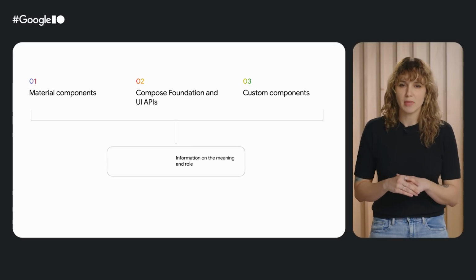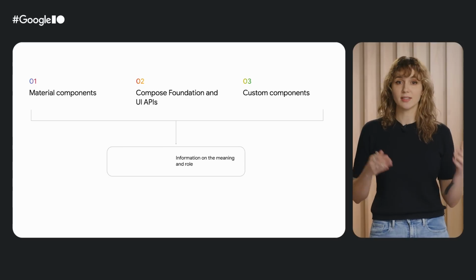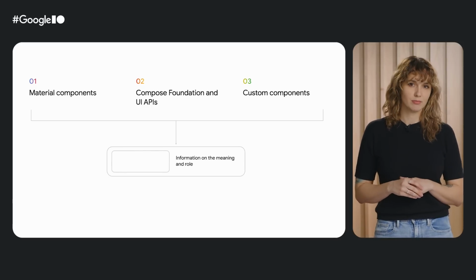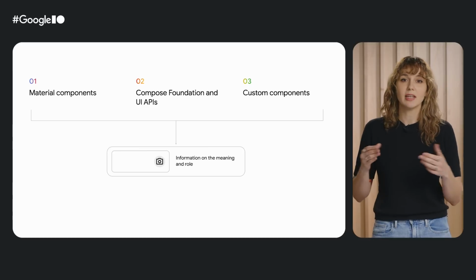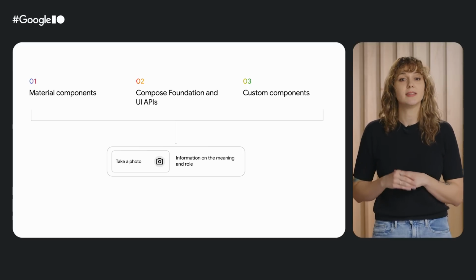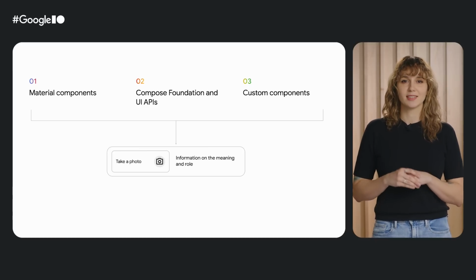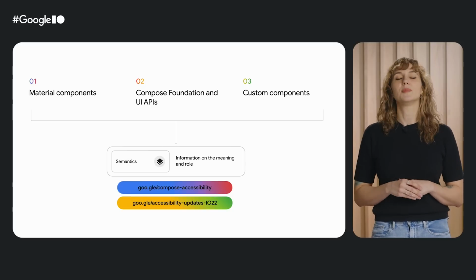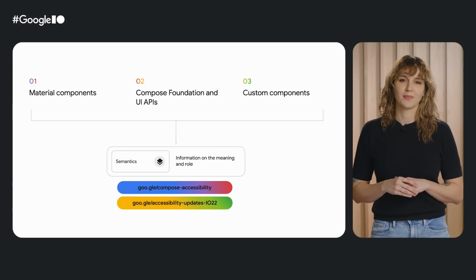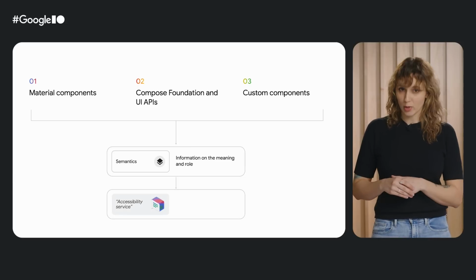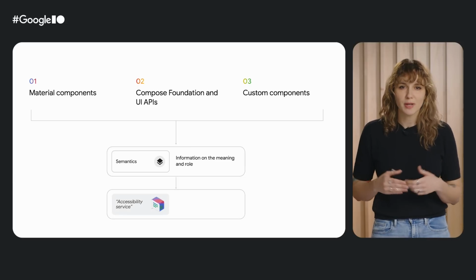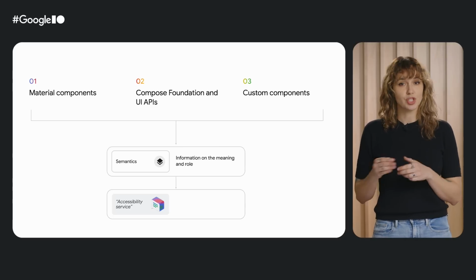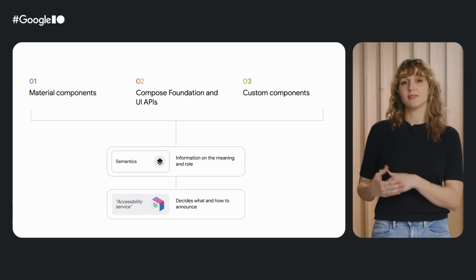This information on the meaning and role of a component that is sent to accessibility services is called semantics. For example, a camera icon might be visually just an image, but the semantic meaning could be take a photo. To learn more about accessibility basics ahead of this talk, check out the linked documentation and video. By combining the right semantics with Compose APIs, you provide as much information as possible about your component to accessibility services, which then decide how and what to represent to the user.